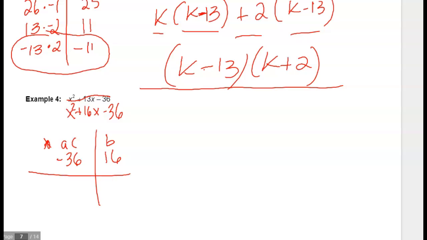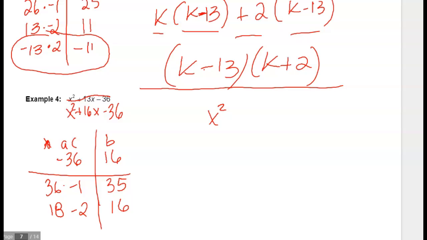So if I do this, 36 times negative 1 is negative 36, and it adds to 35. 18, negative 2. Multiplies to negative 36, adds to get 16. So I can rewrite it. So I have x squared plus, and it doesn't matter the order. I personally would put the negative one first.